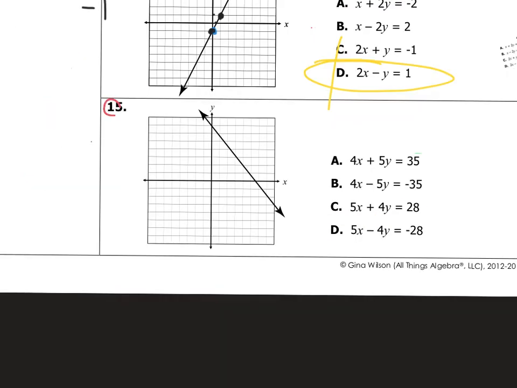All right, go ahead and do number 15. And remember, you're going to need to identify first what your y-intercept is. And then also your slope. And figure out which equation in standard form matches this graph.